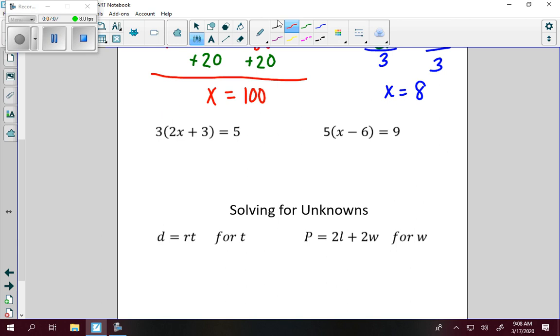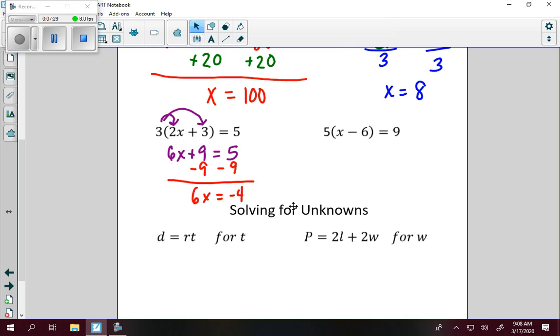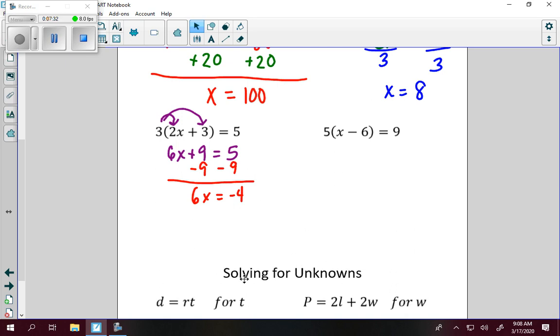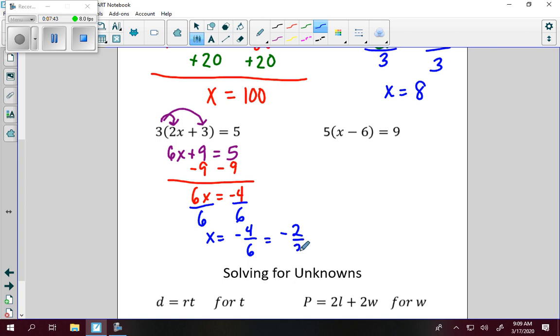For the distributive property, we're going to use it to solve equations as well. I'm going to multiply my 3 by my 2x and my 3 by my 3, so I have 6x plus 9 equals 5. And when I do the algebra, I'm going to subtract 9 from each side. So I have 6x equals negative 4. Move those down. When I divide by 6, I get x equals negative 4/6, which is actually negative 2/3, because I divided the 4 and the 6 by 2.